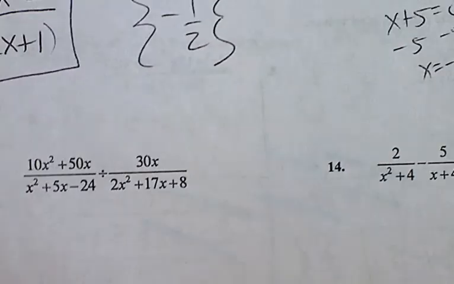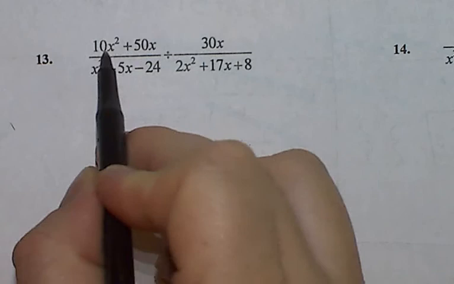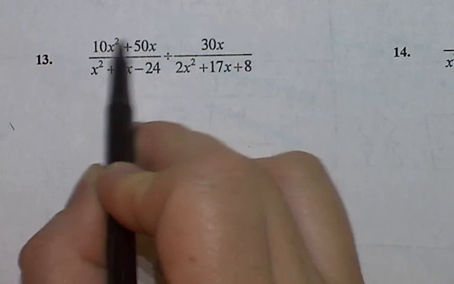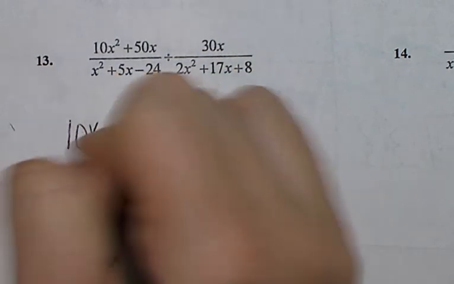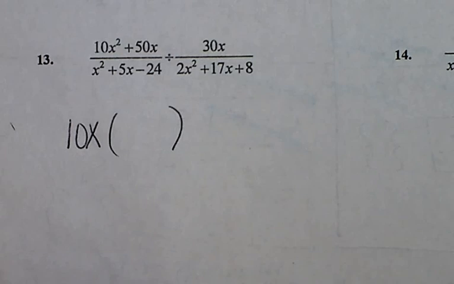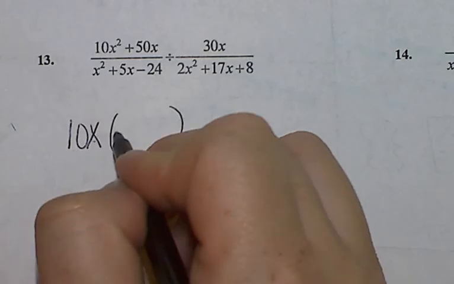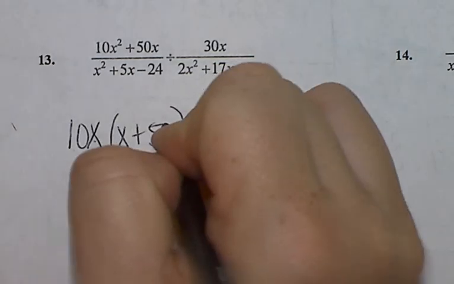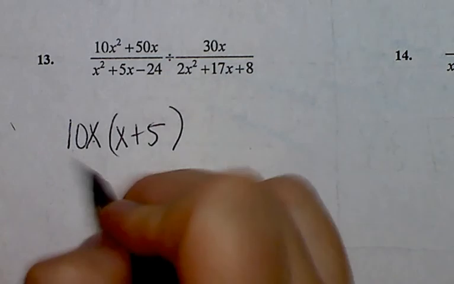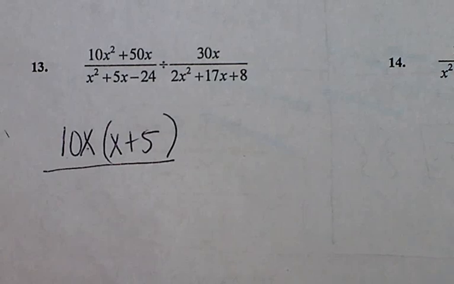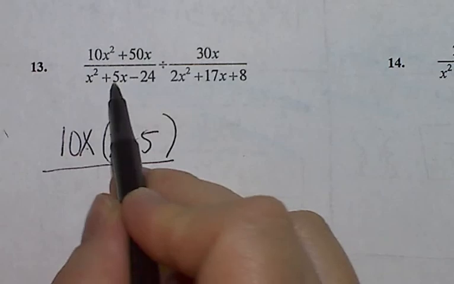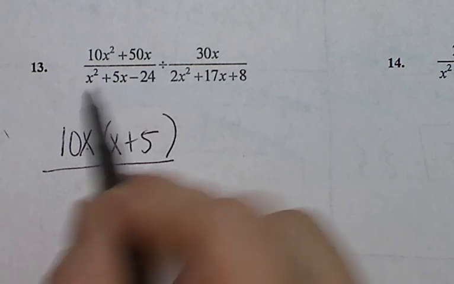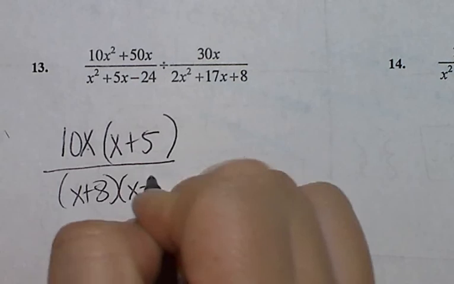Okay, for number 13. In the numerator, 10x squared plus 50x. I can divide both terms by 10, and I can also take a maximum of 1x out. 10x times x is 10x squared. 10x times 5 is 50x. In the denominator of the first fraction, what two numbers multiply to equal negative 24 and combine to equal 5? X plus 8 and x minus 3.